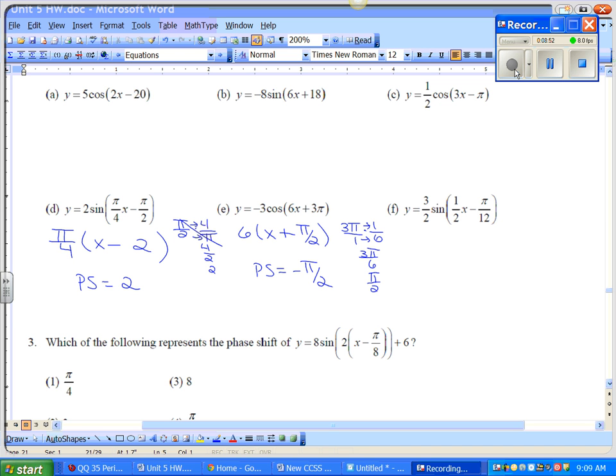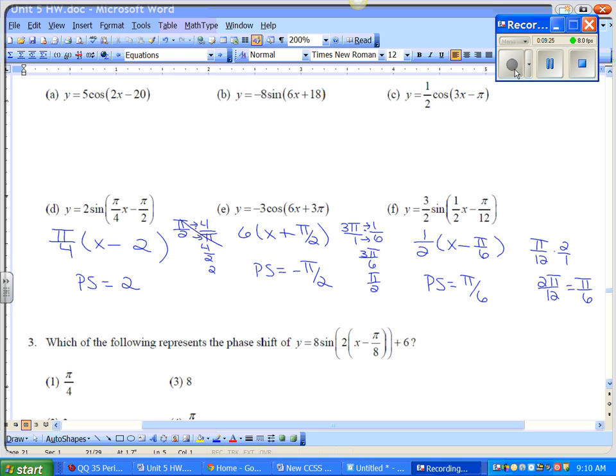One more. What am I pulling out? And 1/2. So I know I'm going to have x minus. Reciprocal of 1/2? Good. So this becomes what? 2 pi over 12, which reduces to, good. So my phase shift? Pi over 6. Always the opposite sign. Okay. Getting the hang of it?